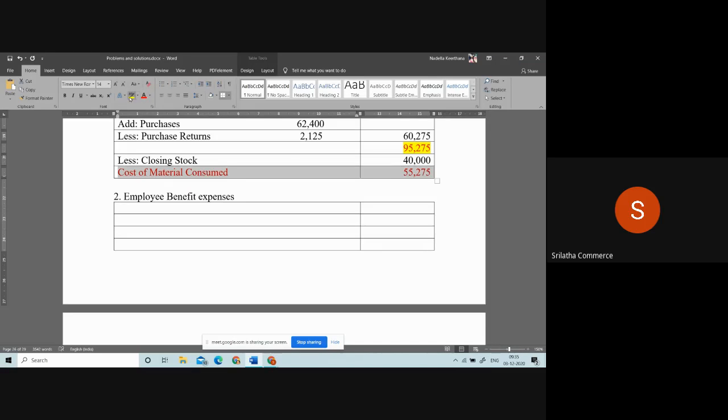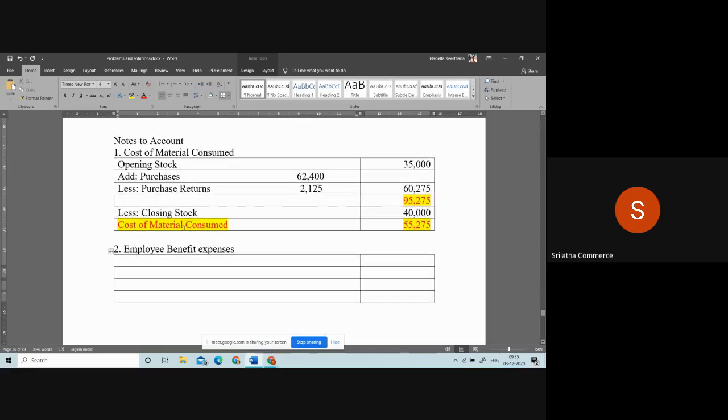Now I think it is clear for you all. Followed? So in notes to account, cost of material consumed is the first one. Opening stock plus purchases; from purchases, where you have purchase returns, they are to be deducted. So we take net purchases: opening stock plus net purchases minus closing stock is equal to cost of material consumed. I repeat once again, opening stock plus net purchases. How do you get net purchases? Purchases minus purchase returns is your net purchases. Opening stock plus net purchases minus closing stock is your cost of material consumed.